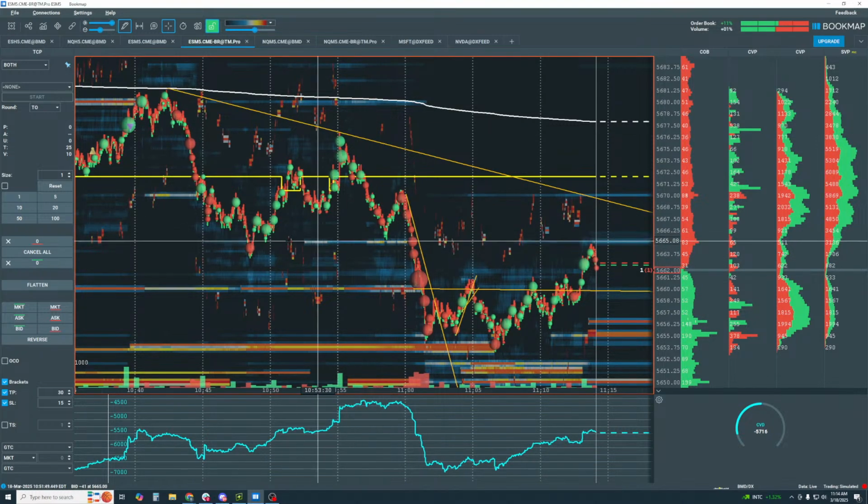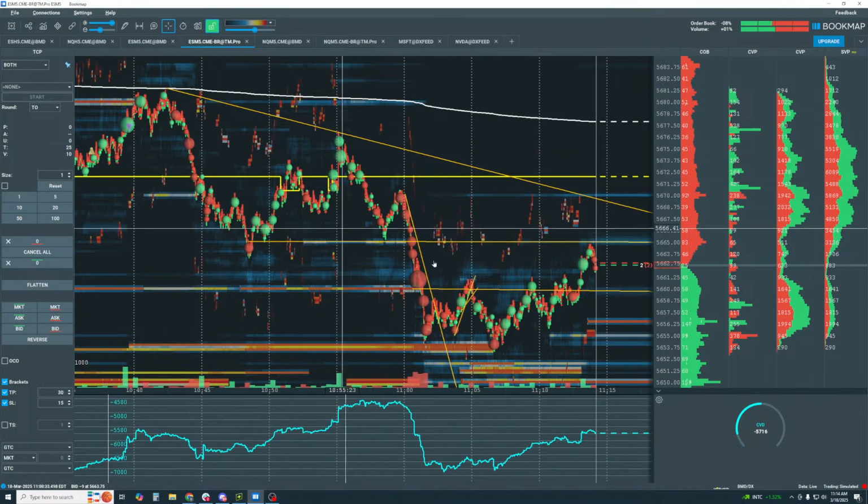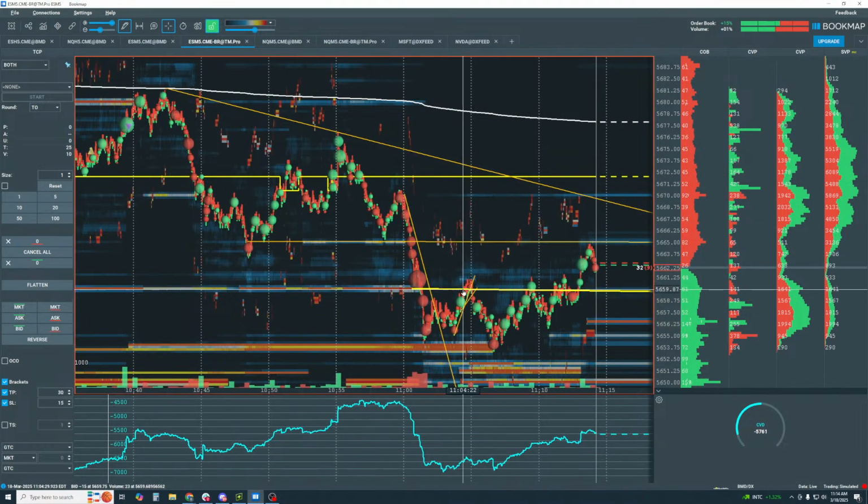All right, so market structure again. Get rid of some of these lines in here.